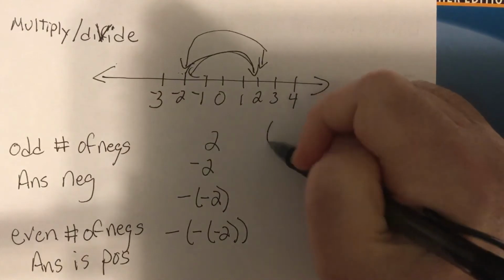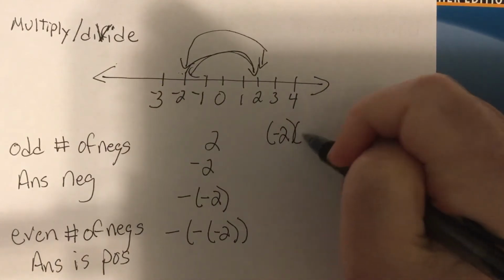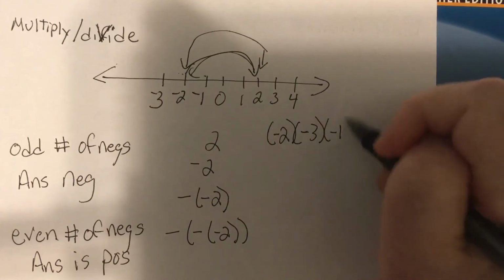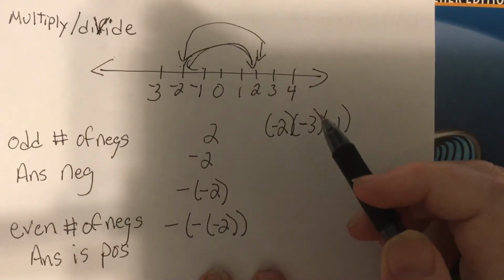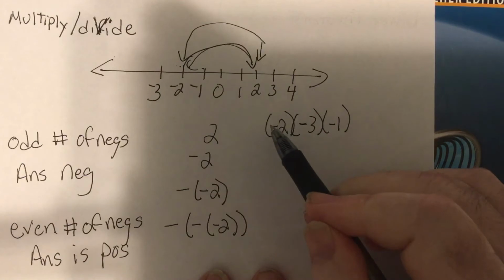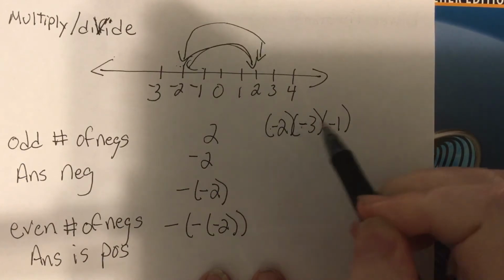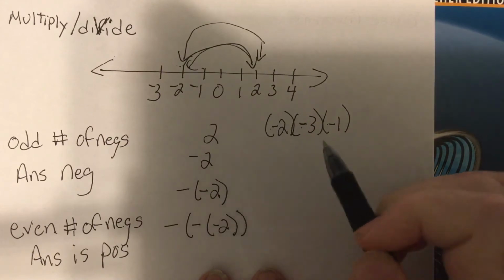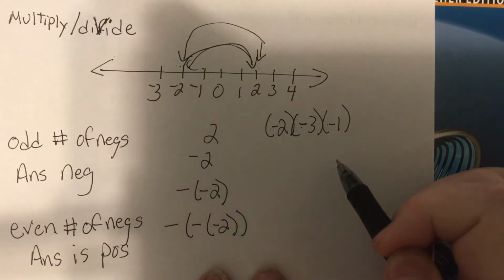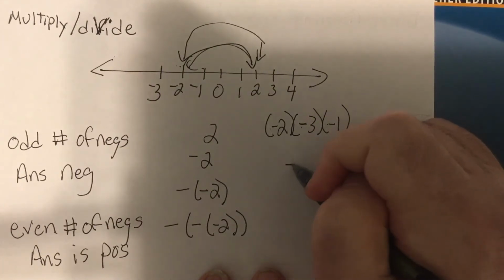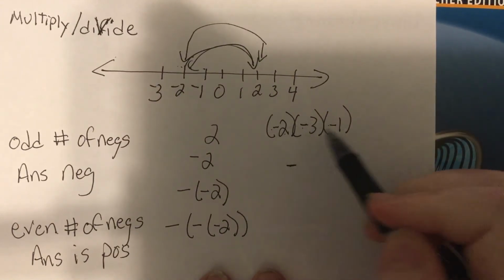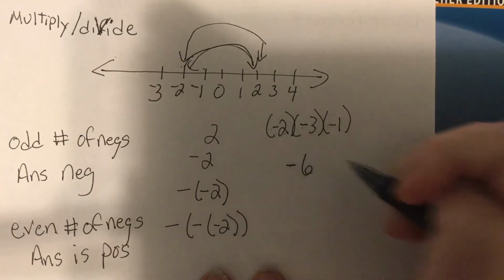So if I say what's negative 2 times negative 3 times negative 1, there's 2 steps. Count the number of negatives. 1, 2, 3. That's an odd number. Remember, an even number is divisible by 2. So the answer is negative. So then you would go 2 times 3 is 6 times 1 is 6.